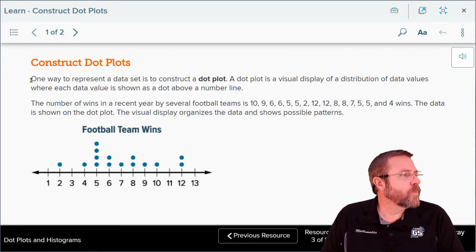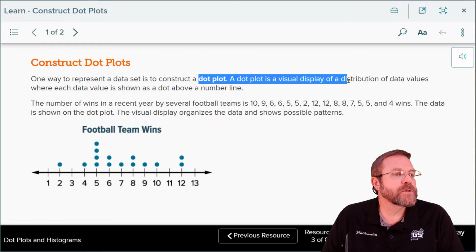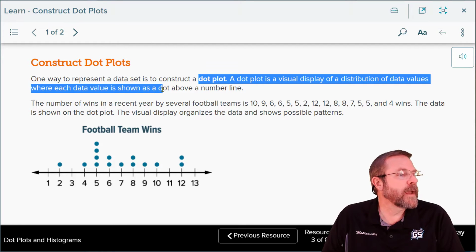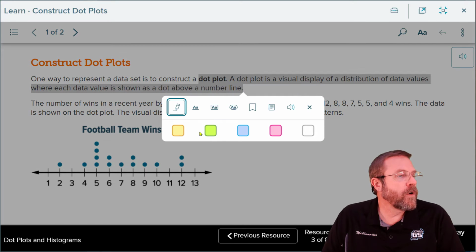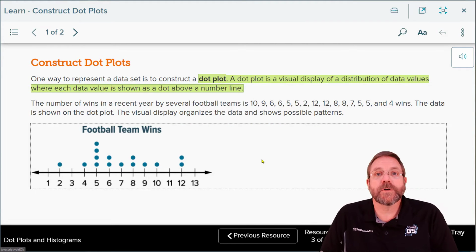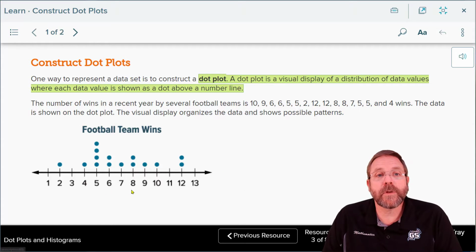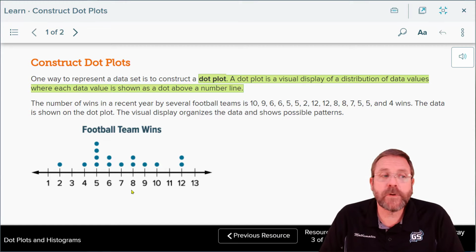Constructing dot plots. One way to represent data is to construct a dot plot, and it says right here, a dot plot is a visual display of the distribution of data values where the data values are shown as a dot above the number line. I have also heard of these called a line plot in another textbook I used to use, and instead of using dots, they would use X's over each data value on the line plot. Either way is perfectly good, and either way is a perfectly good name for it.